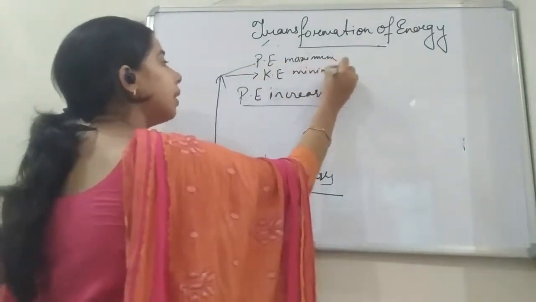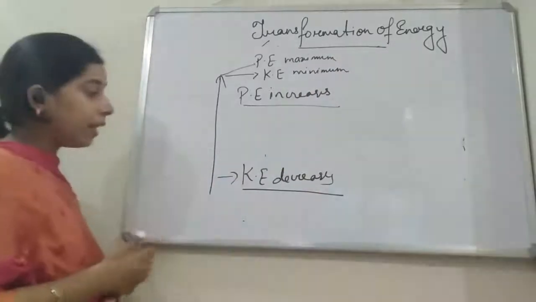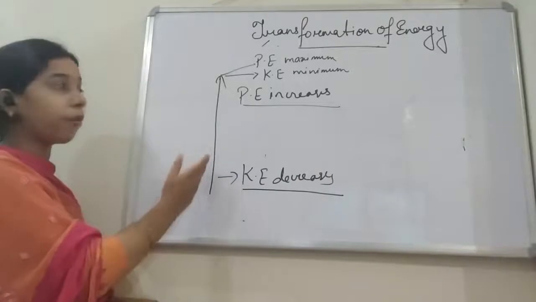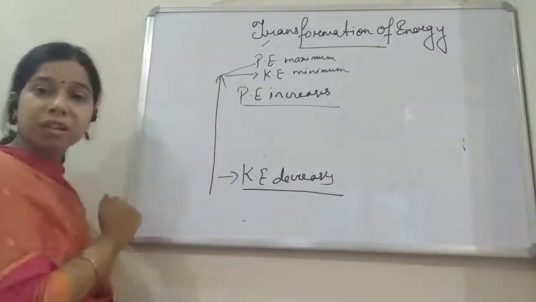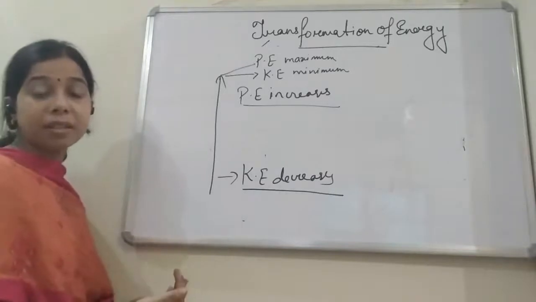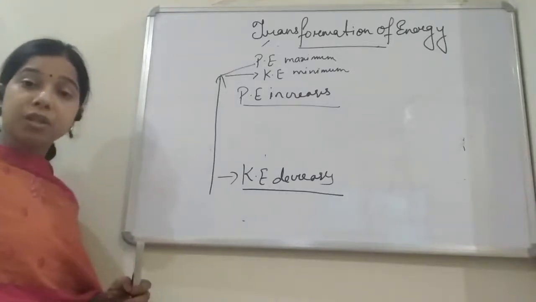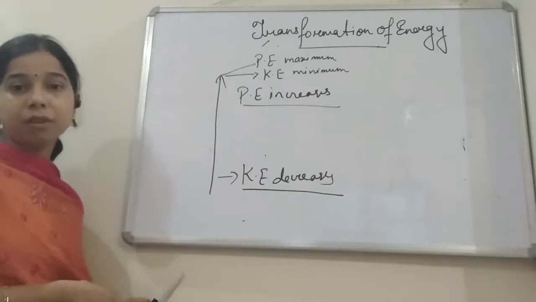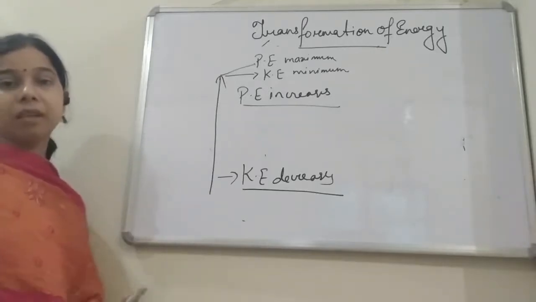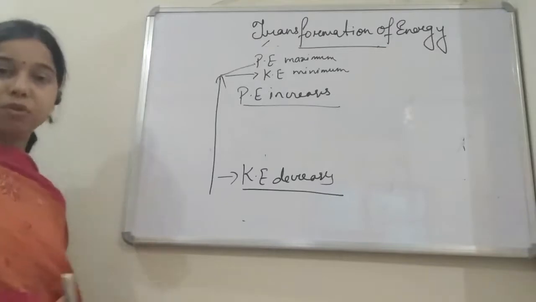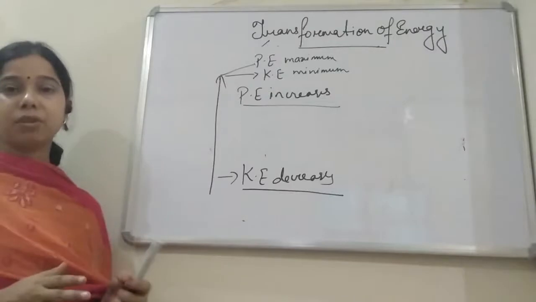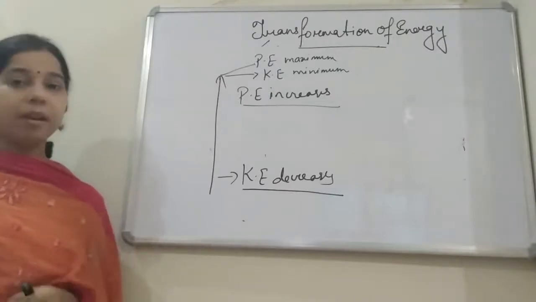What does that indicate, students? That the kinetic energy which was responsible for the movement of the ball in the upward direction starts decreasing, and potential energy starts increasing. It means one energy is converted to another form of energy. So this is basically the transformation of energy, students, in which one form of energy gets converted into another form of energy.